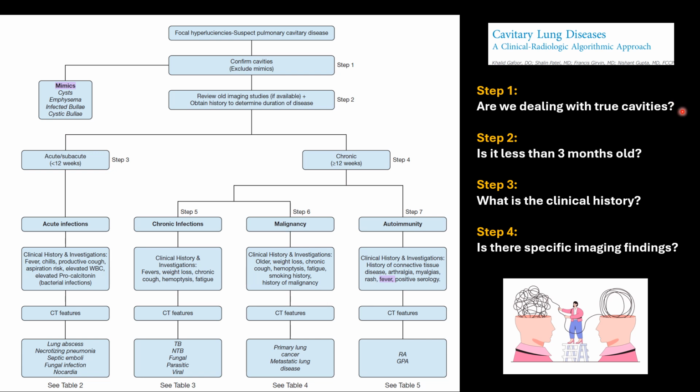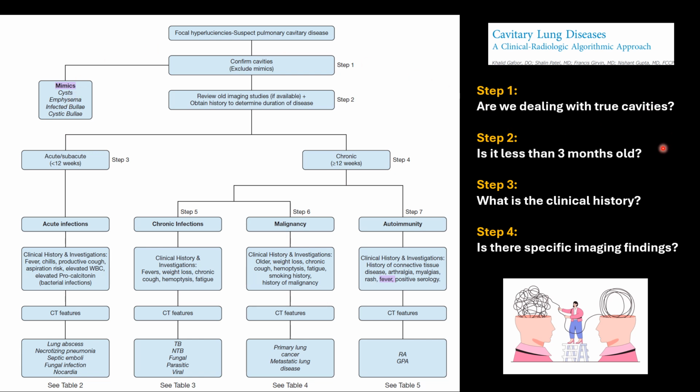First and most important thing is, are we dealing with true cavities? In case you are going to call something a cavity, make sure that you have ruled out three important things which are more common, namely cysts, emphysema, paraseptal emphysema especially, bulla, and also I'd like to add honeycombing of the ILD. That can also present as a cavity. So these three or four things need to be ruled out first before going into the approach for true cavities.